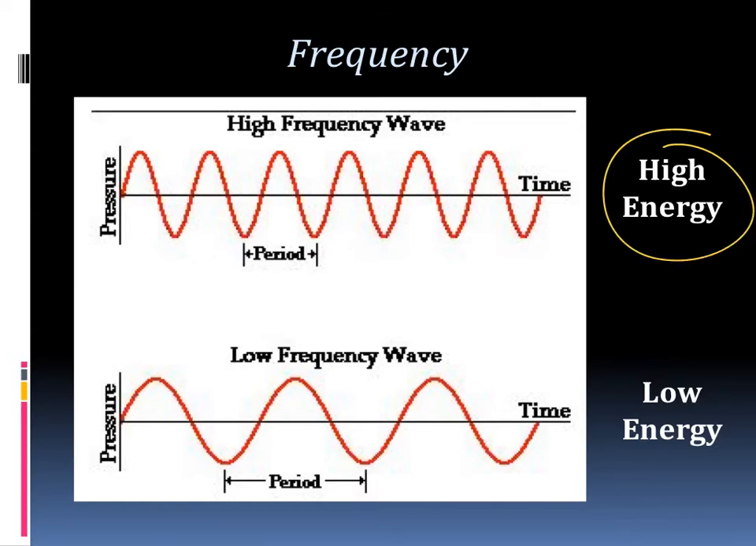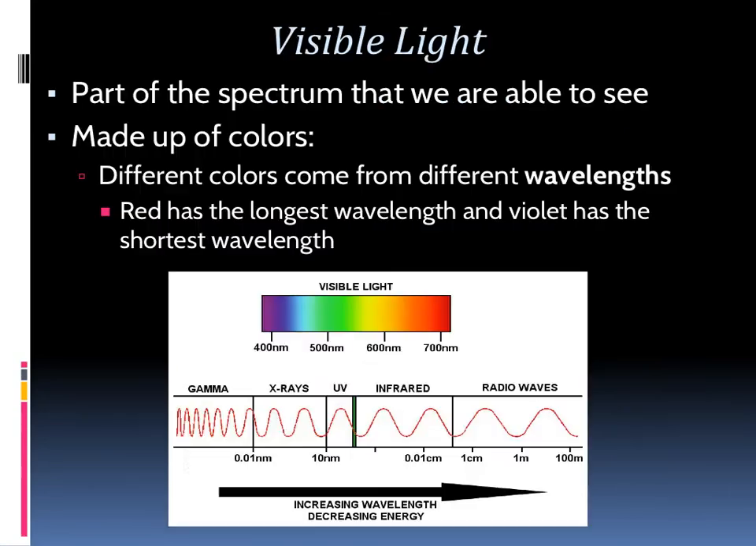Higher energy waves have a higher frequency because they are closer together, so more of them are passing a certain point at a certain time, whereas low energy waves are going to have a lower frequency because they are more spread out with longer wavelengths.